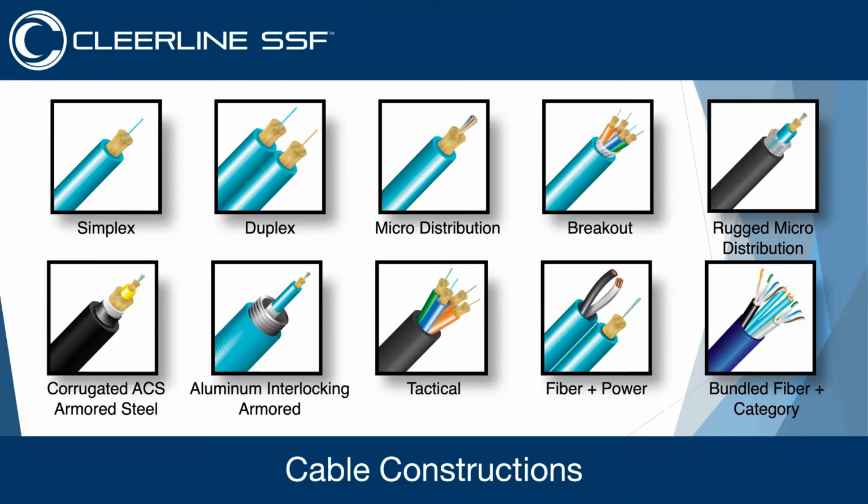Aluminum interlocking, that's more for a commercial space. If you've got a warehouse or a parking lot, something like that, it's basically a pre-threaded aluminum interlocking armored conduit with the fiber inside it. Tactical fiber is a bit like a microphone cable to touch and feel. It's more of a rubberized jacket. It has no memory to it.